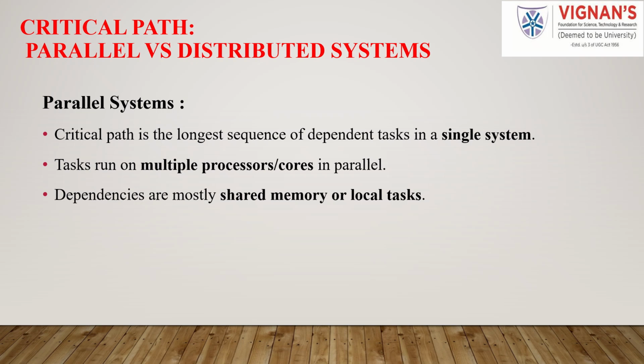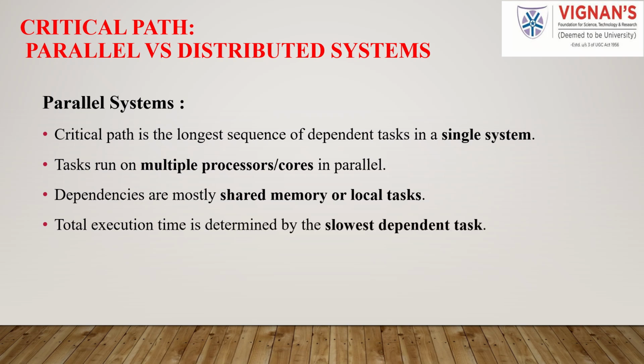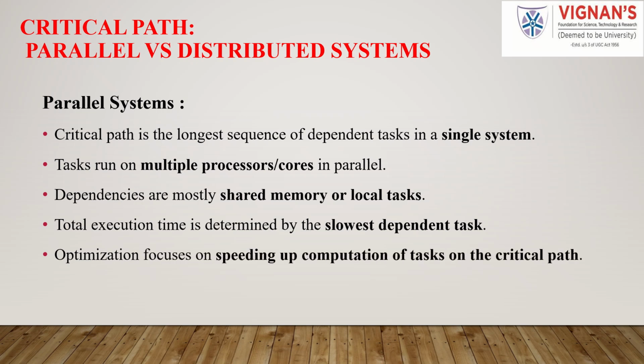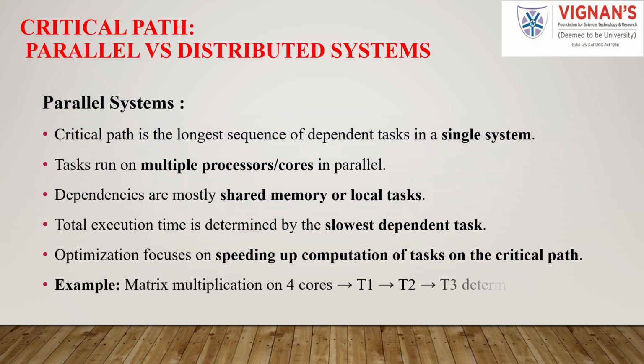Even though many tasks run in parallel, the total execution time is determined by the slowest sequence of dependent tasks. This sequence forms the critical path and controls when the entire computation finishes. Optimizing tasks outside the critical path does not reduce overall execution time. Therefore, performance improvement in parallel systems focuses on speeding up computations on the critical path. For example, in matrix multiplication using 4 cores, the dependent steps T1, T2, and T3 form the critical path and determine the total execution time.